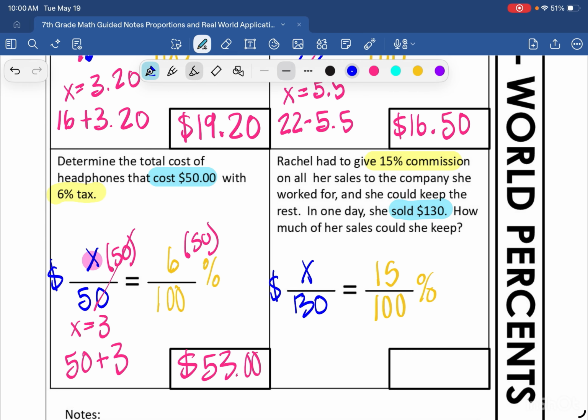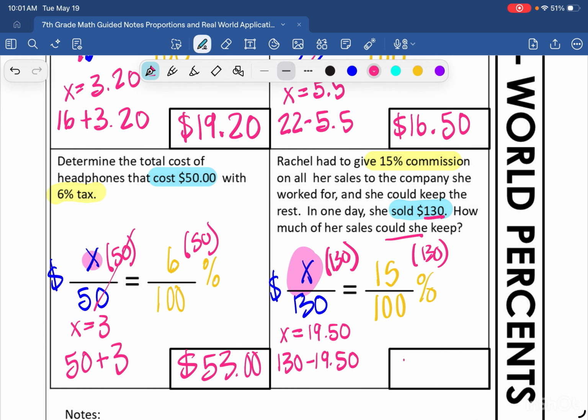So again, my variable is already in the numerator. So I'm going to multiply each side by 130. I get 15 times 130 divided by 100. So I get x equals $19.50. So in one day she sold $130, and how much of her sales could she keep? So she's going to be subtracting that. 130 minus the money she has to give to the company, and that's going to equal $110.50.